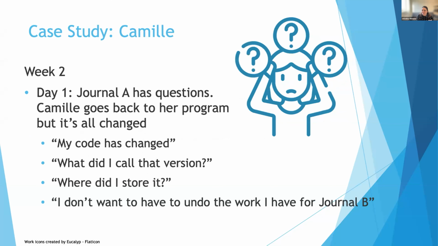Unfortunately, she comes back on a Monday morning to the unfortunate email from Journal A saying, we have some questions and we would like you to make some changes. Well, that does not help her mood. She needs to change her code, but she's already changed it so much from when she submitted it to Journal A. So she's going to have to go back. She has to find it. She has to figure out where she stored it. And also she doesn't want to undo all of the work she's done for Journal B. So what's she going to do?